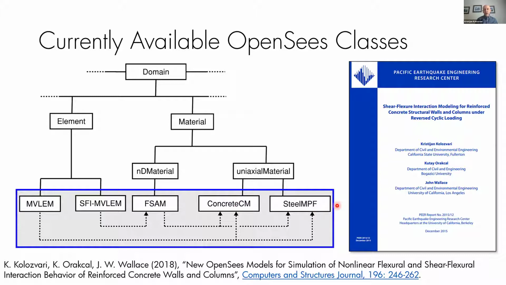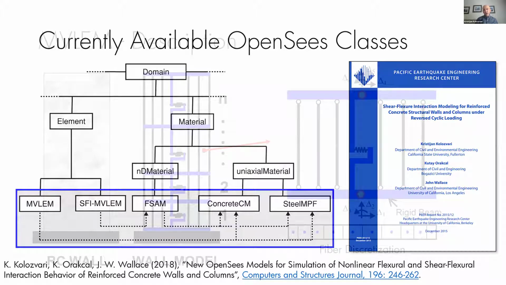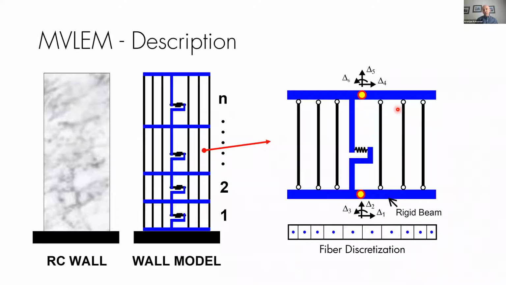You can read about all these models in the corresponding papers, but the implementation part of it is published in this paper here in Computers and Structures. There is a reference, as well as in this PEER report. So, the MVLEM model is basically a 2-dimensional 2-node element.